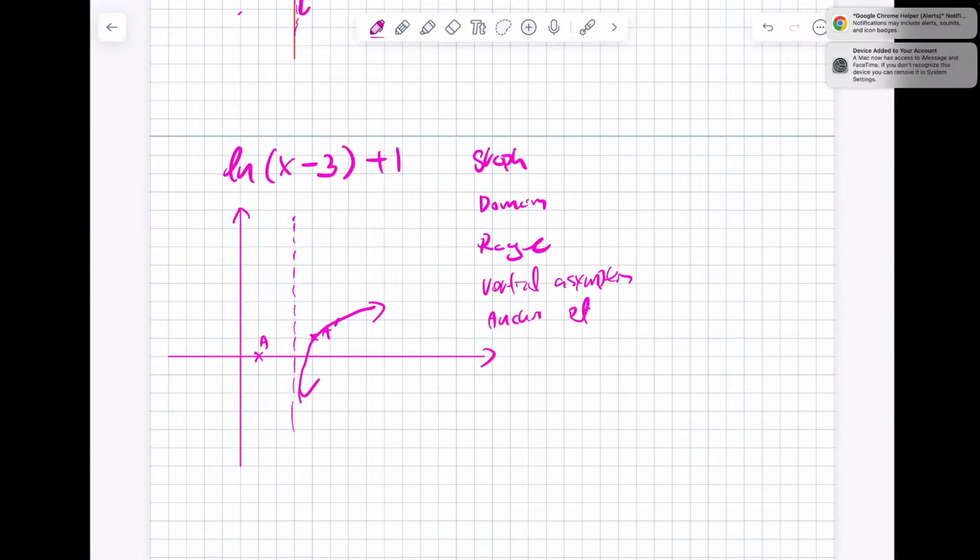Okay, I want you to graph negative ln of (x + 2) minus 1. Oh, I also need you to tell me the domain and range on this one.